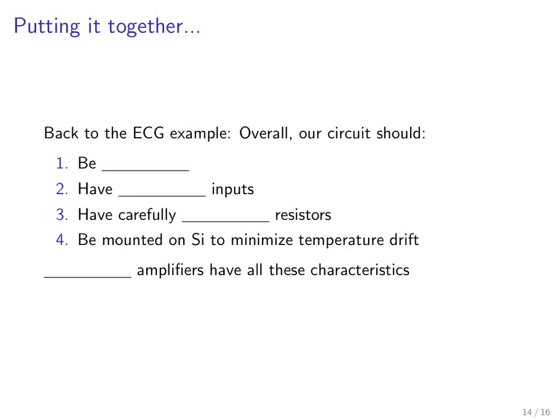So let's return now to our touchstone ECG example. Overall, our circuit should be differential, right? It should take the difference of the signals on the two ECG leads. It should have buffered inputs so as to minimize the current draw. It should have carefully chosen resistors to get really good CMRR. And something we didn't talk about here, but I did mention, is that these devices will be sensitive to temperature. One thing you can do for that is mount the circuit on silicon to minimize the temperature drift. Now, instrumentation amplifiers that you can buy commercially have all these characteristics.